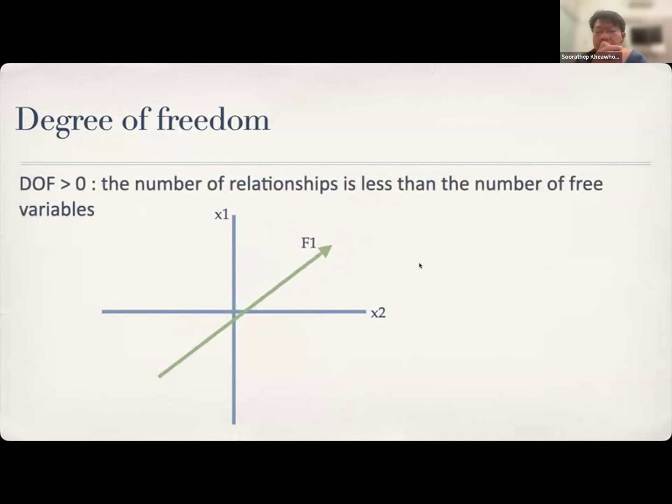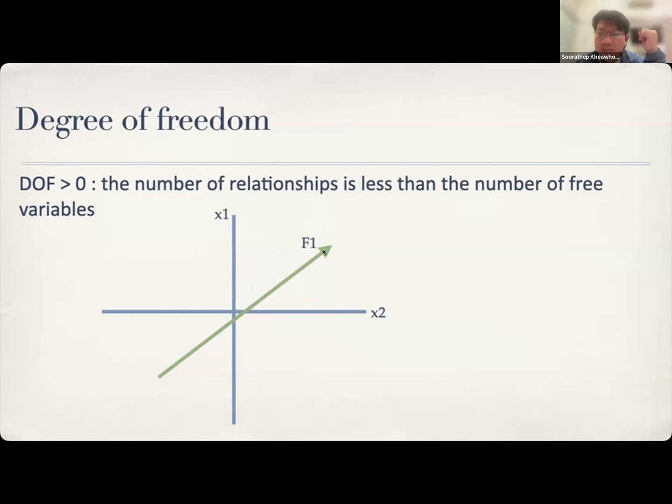Okay, what about the optimization case? In an optimization problem, we have degree of freedom greater than 0, a positive degree of freedom. So the number of relationships is less than the number of free variables. What does it mean? It means that, of course, you have an equality constraint.